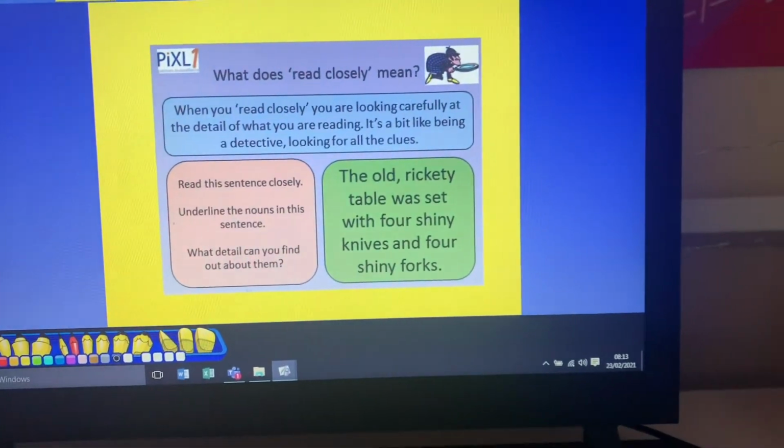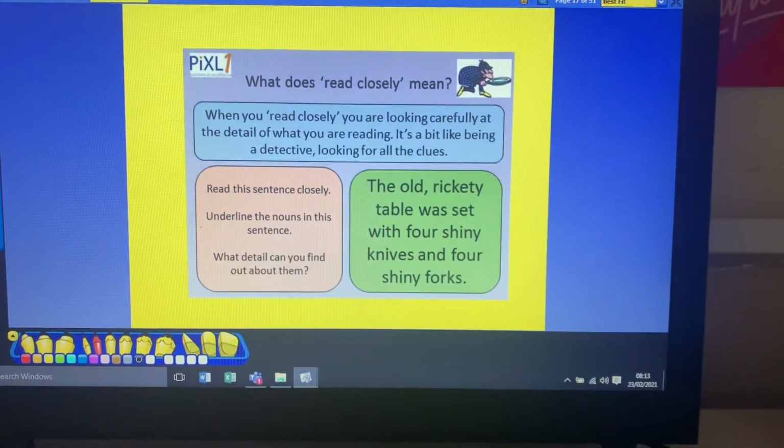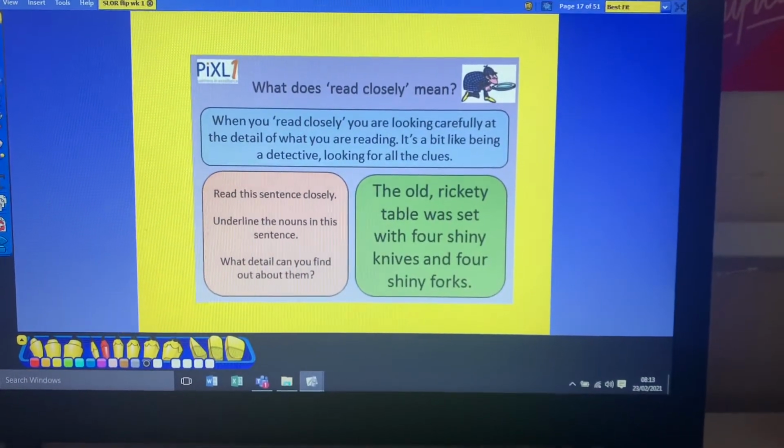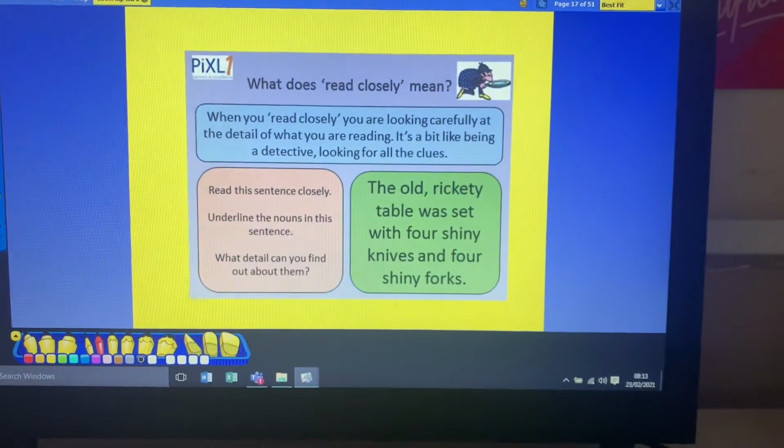So what does read closely mean? When you're reading closely, you are looking carefully at the detail of what you are reading. It's a bit like being a detective looking for all the clues.